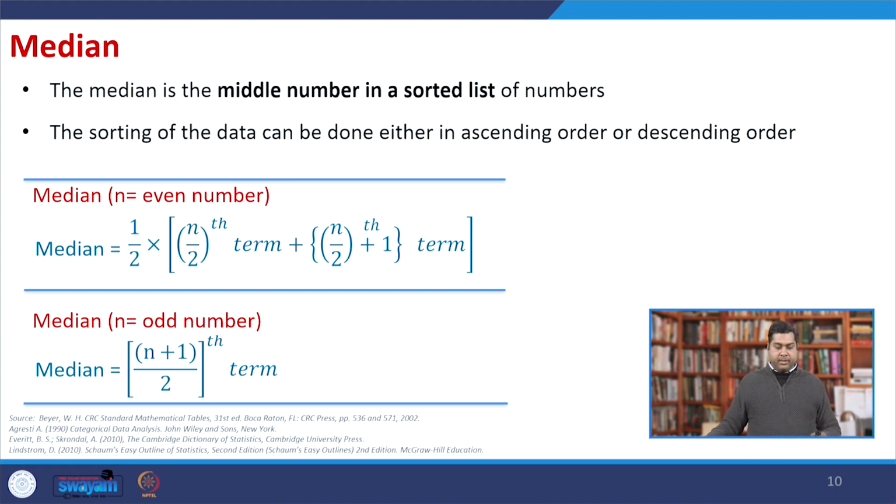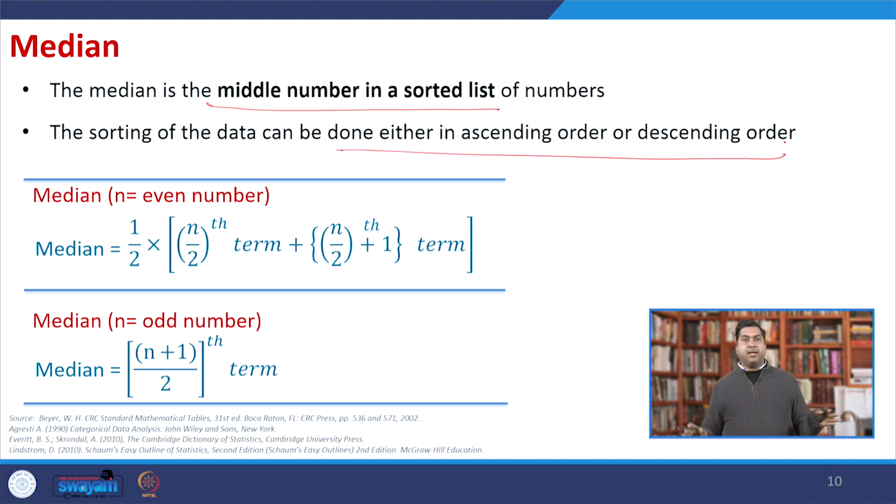Coming to median, the median is the middle number in a sorted list of numbers, and the sorting of the data can be done in either ascending or descending order. Here we are not calculating or adding up and dividing. We try to find it out. Say, for example, if you have a simple set of numbers like 1, 2, 3, 4, 5, this is already sorted. In this case we just take the middle value. It is an odd count, so the middle value is 3.